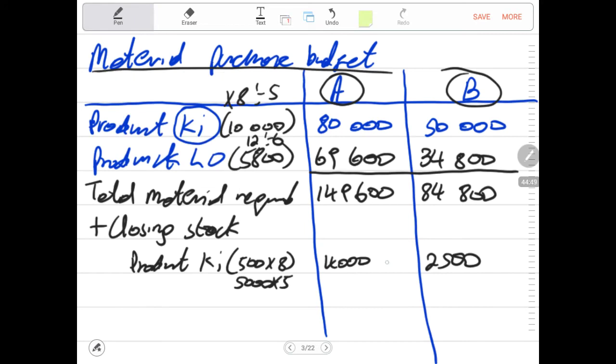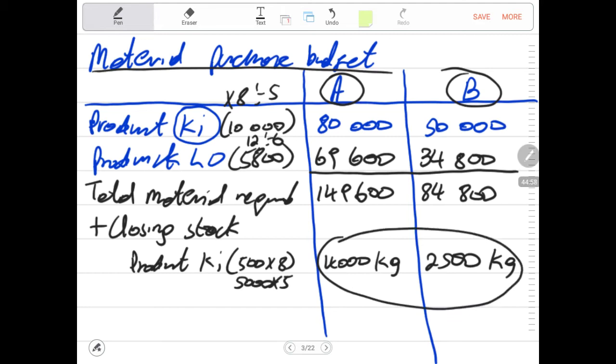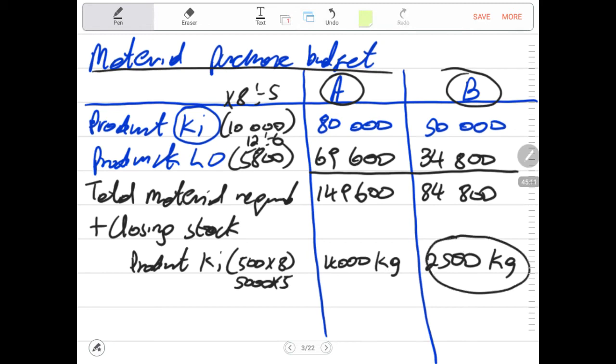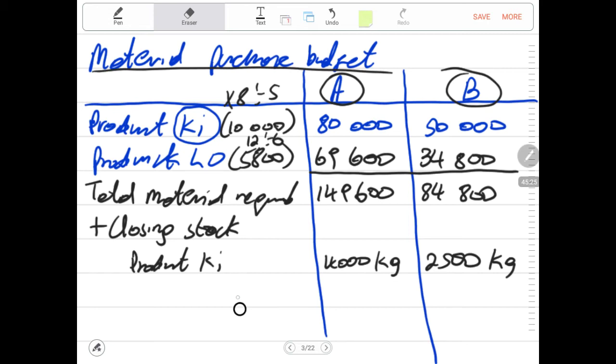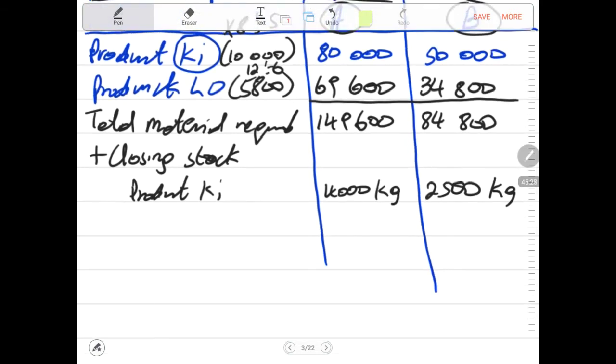What does this mean? This means 4,000 kgs of material A and 2,500 kgs of material B is enough to produce 500 units of product KI. That's what in simple terms it means. 4,000 kgs of material A and 2,500 kgs of material B blended together are enough to manufacture 500 units of product KI. Now let me leave you with that. I think it's enough explanation. Please leave the calculations, the fact that I'm erasing that, I don't have very good writing.